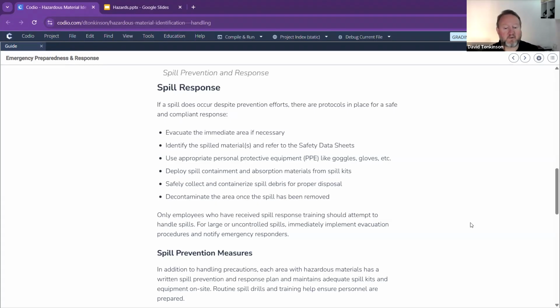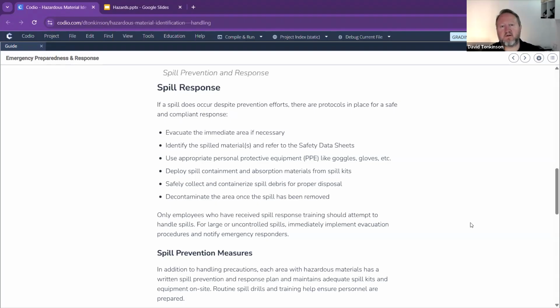Some of the compliances in there for spills are things such as evacuate immediately if necessary. Not those beautiful caveats, if necessary. The general evacuation sometimes does happen. Identify the spilled material and refer to the SDS sheets. Now we know they are easy to read, aren't we? But we should be able to identify those materials because we've had sufficient training to identify the material that is on the floor that is spilt. And then we can refer to the SDS and say, this is what we need to do with that particular spill.